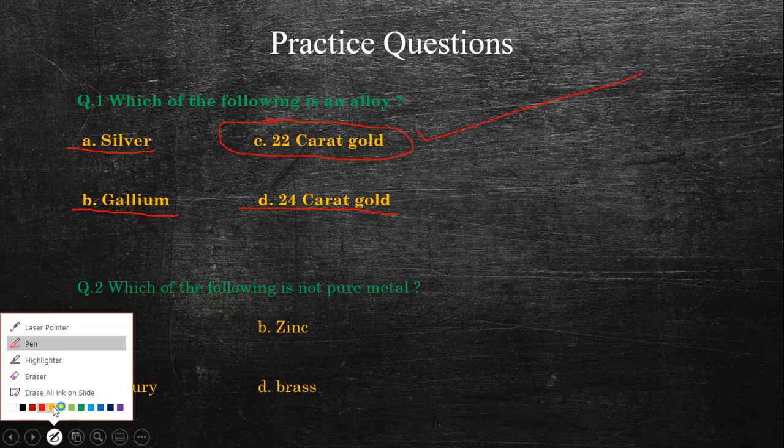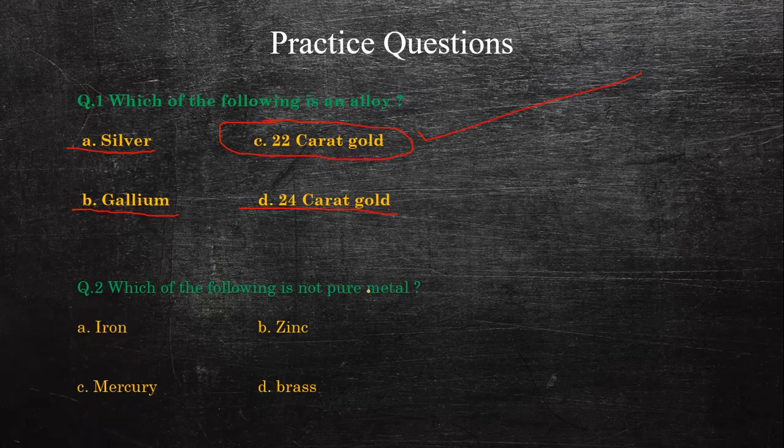Next is, which of the following is not a pure metal? Iron, zinc, mercury, brass. We all know that iron is definitely not the answer. Zinc is also a pure element, iron is a pure element, and so is mercury. We have seen mercury in thermometers. So the next option is brass.